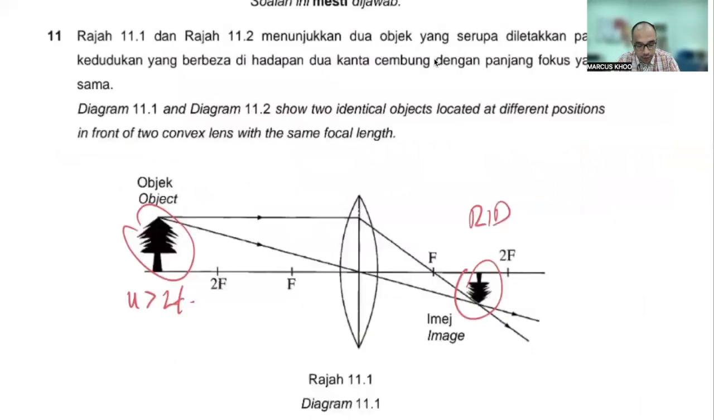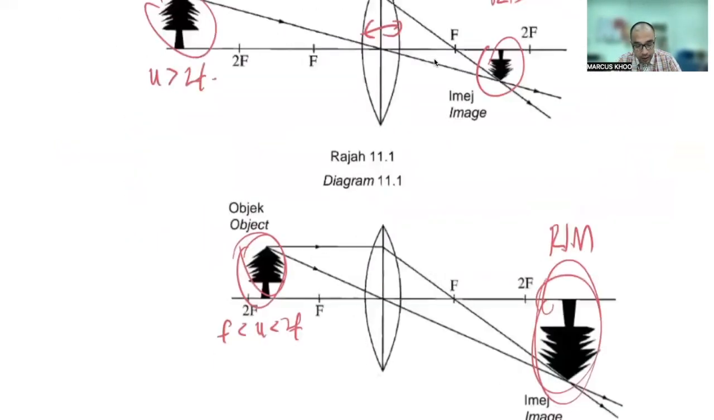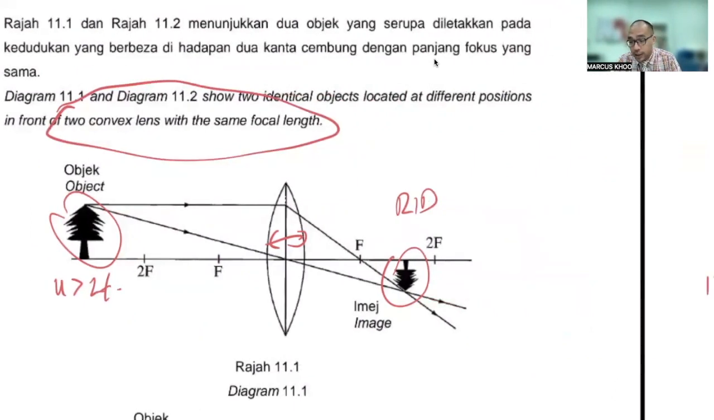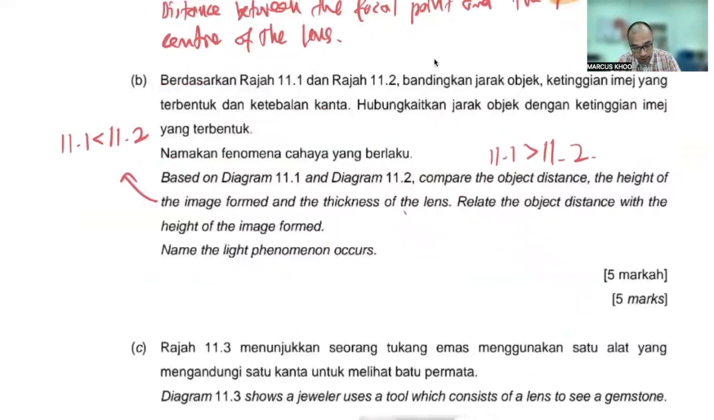Now the thickness of the lens: it's actually the same lens, as the question tells us, two convex lenses with the same focal length. So the thickness of the lens is the same. Now relate the object distance with the height of the image formed. These two directions are different, so the bigger the object distance, the smaller the height of the image formed, or the other way around. Name the light phenomenon. We spoke about this in the previous question. This is refraction.